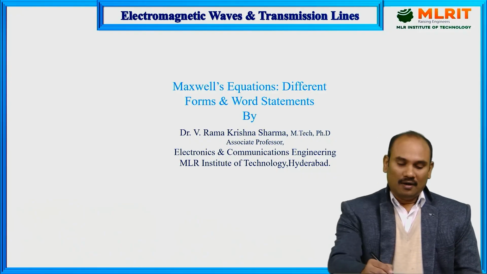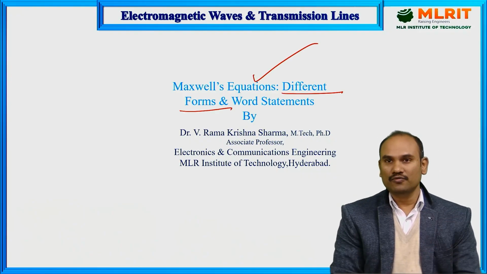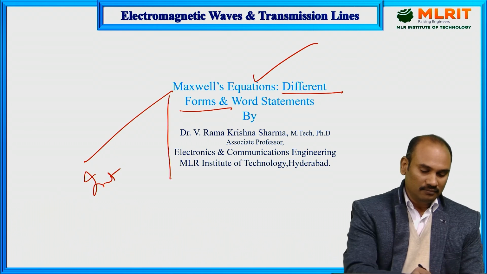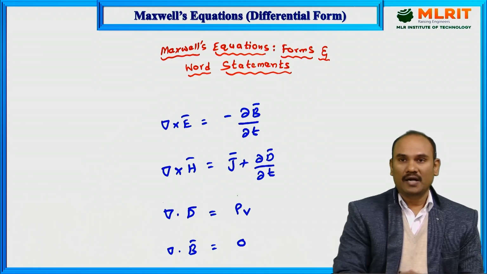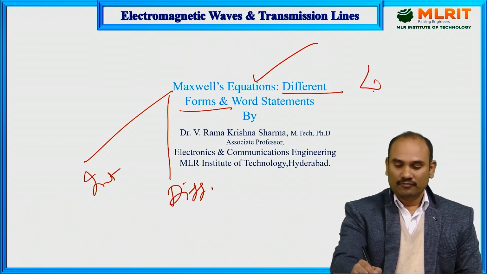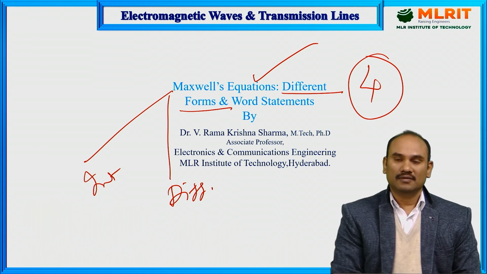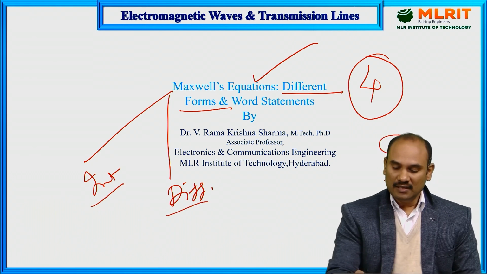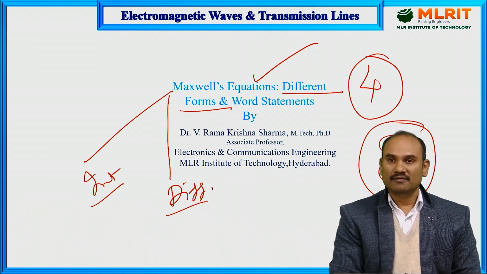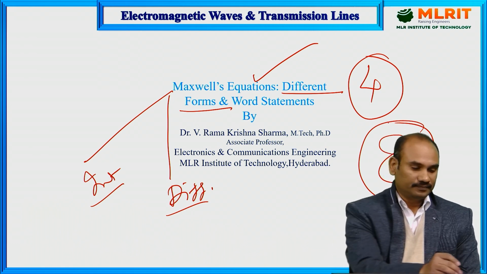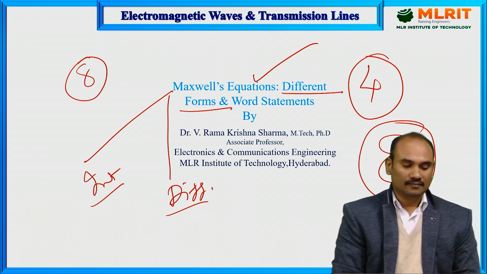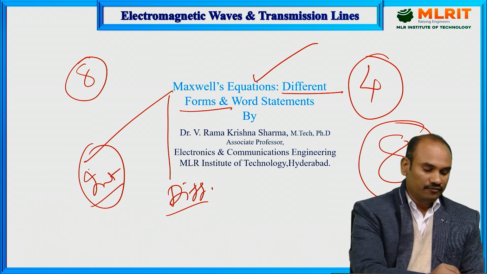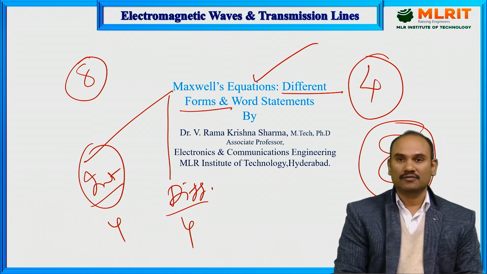Welcome to the session on Maxwell's equations. Basically, there are two forms of Maxwell's equations, integral form and differential form. Totally, there are four Maxwell's equations which can be expressed in two different forms. So, essentially, in this topic, we have 8 equations. In terms of integral 4, in terms of differential 4.